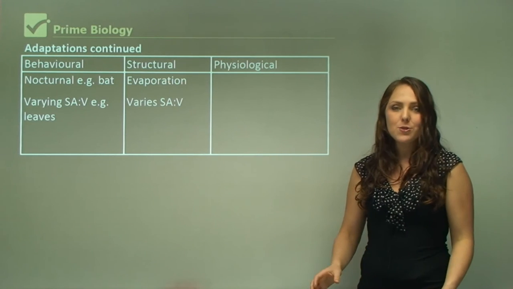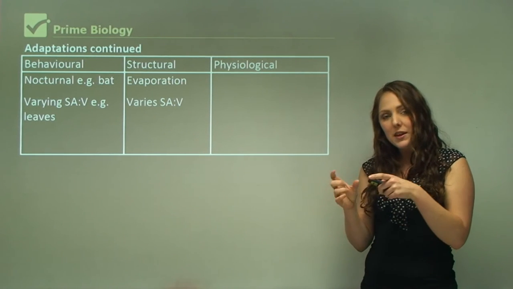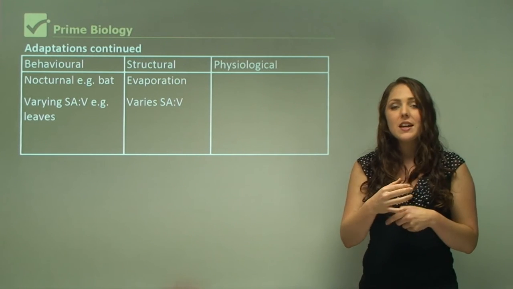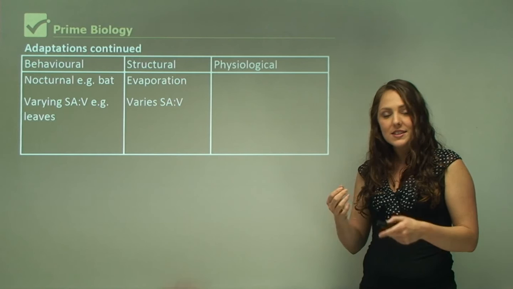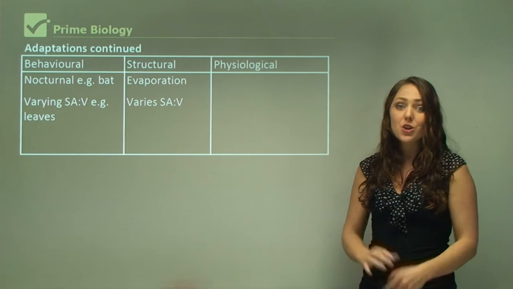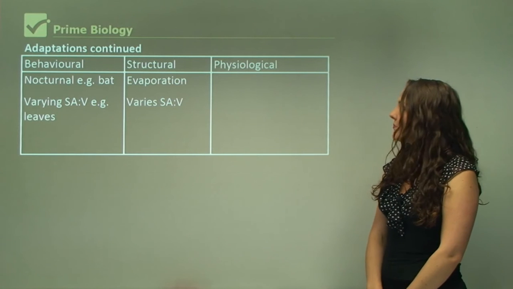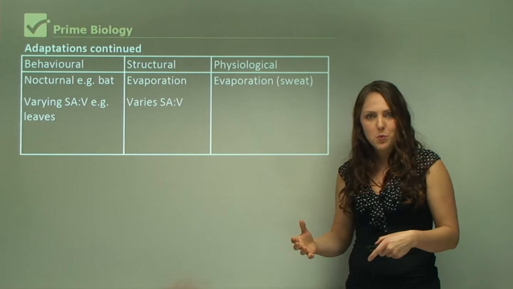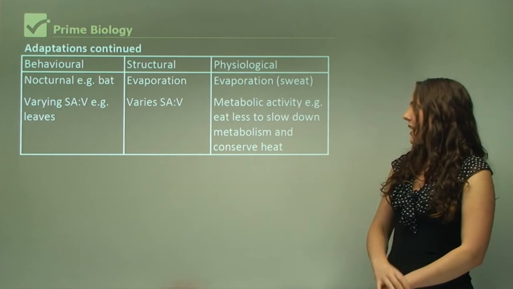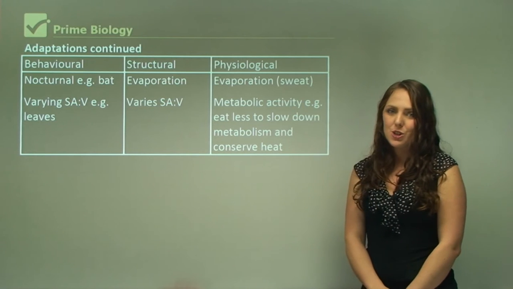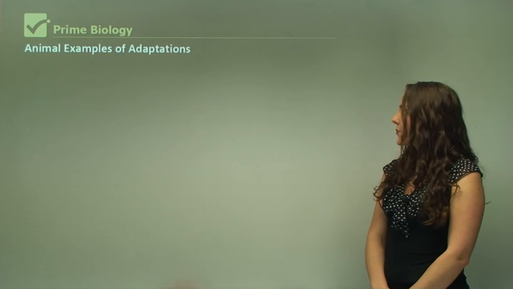So we've got pine needles, for example, which are really small and thin, to suit that environment. And you find in warmer environments, the leaves are actually quite large. So they vary the surface area to volume ratio to suit the environment they live in. Physiological. So there's evaporation, for example, sweat, or metabolic activity. For example, we eat less to slow down metabolism and conserve heat, like bears.